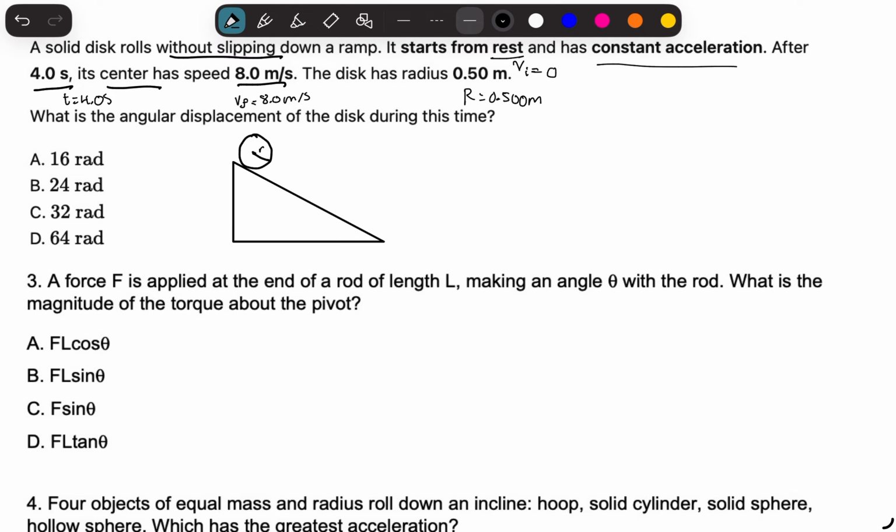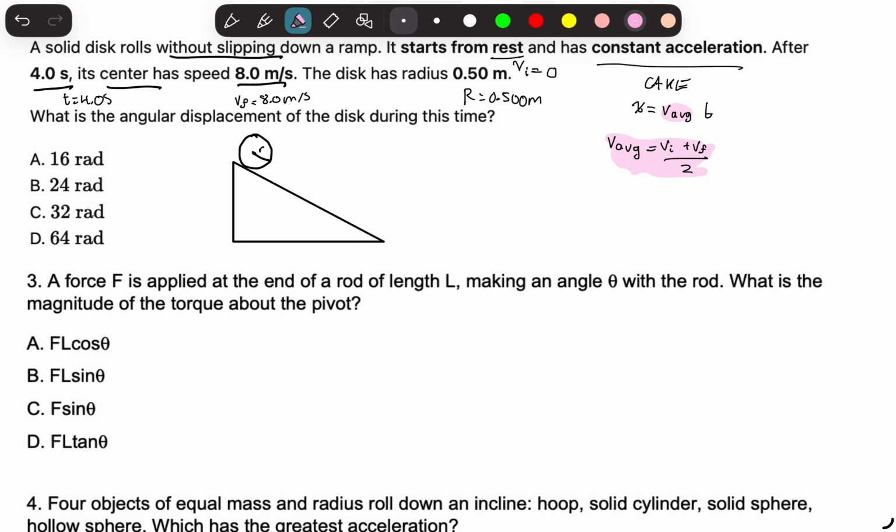Because we have constant acceleration, we can use kinematic equations, which means that we can use the linear distance traveled by the center. When you have constant acceleration, you can use x is equal to v average times t. So v average is equal to your v initial plus your vf, because that's what an average is, divided by 2. If we're looking specifically at this part of the equation here.